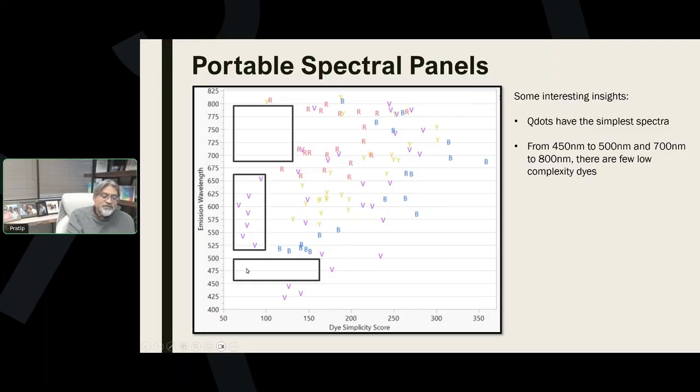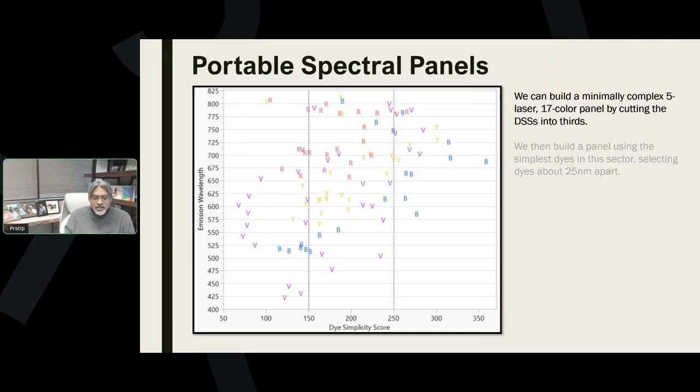The other thing to note here is that there are some gaps or some barren areas in this plot. From 450 to 500 nanometers and from 700 to 800 nanometers, there are very few low complexity dyes. And vendors and chemists who can come up with lower complexity dyes in these regions, these dyes would have a lot of value to us. And so it gives dye developers some ideas of what's worth developing that would be truly novel.